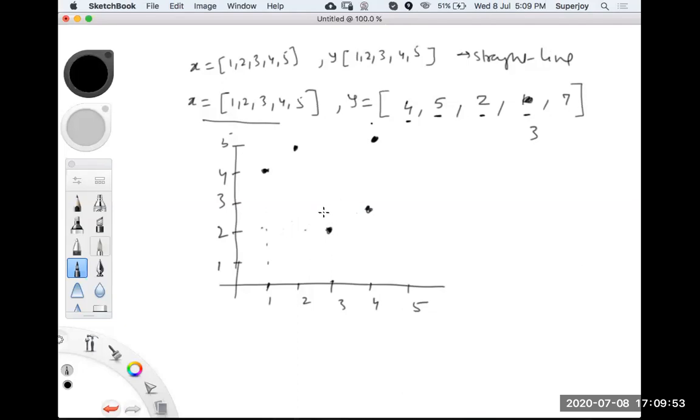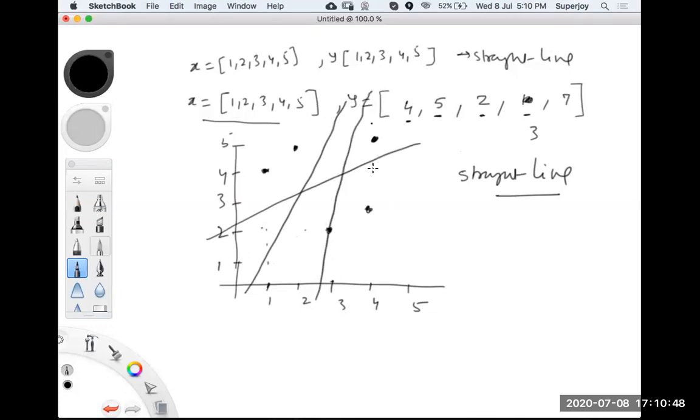Can we now draw a straight line which passes through every point? Is it possible? This time it is not possible, because there is no way we can draw a straight line through all of them. But linear regression is always about drawing a straight line. That means we draw a straight line, but obviously it will not pass through these points. That line can be this, or this, or this. There can be a lot of possibilities.